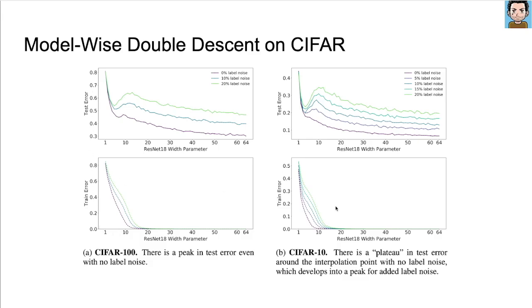The train error figures here are easy to understand. As we increase the model size, the train error goes to 0. However, the test error figures show the double descent phenomenon. As the model size increases, the test error first decreases, then increases, and then decreases again. This phenomenon is visible across datasets and at different levels of label noise.